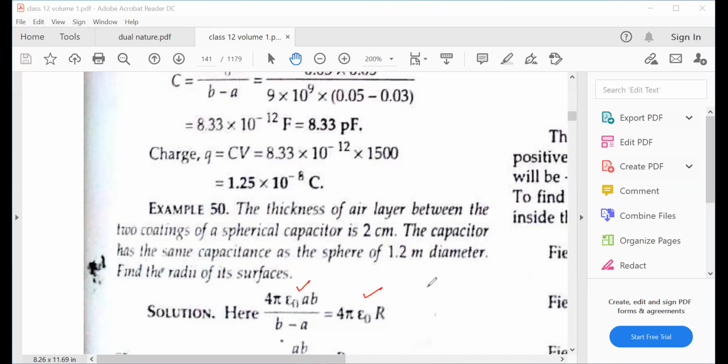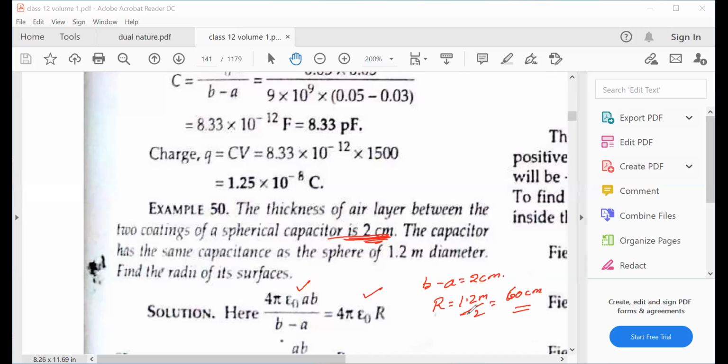They have given that the layer between the two coatings of the spherical capacitor is 2 centimeters. The difference, B minus A, is 2 centimeters. Remember, B minus A is 2 centimeters. And the same capacitance as the sphere of 1.2 meters diameter. We need to find the radius. The radius is your diameter by 2, so 1.2 divided by 2, which is 60 centimeters. I'll write the meters in centimeters. So we got B minus A, we got R.